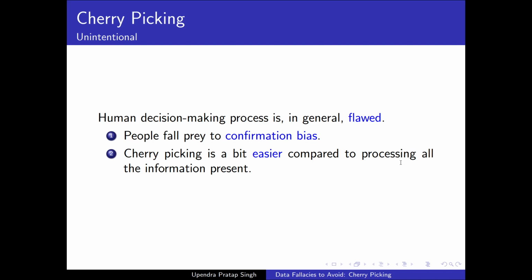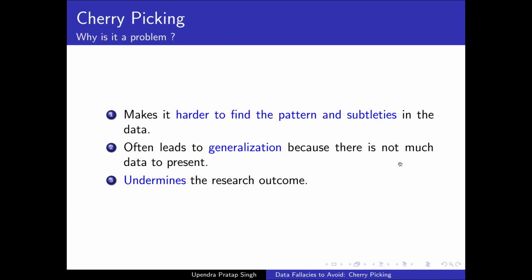Because of this, in most of the cases, unintentional cherry picking can occur in the course of experiments. On the other hand, cherry picking is a bit easier. Why is it so? Because when you have to collect all the data points, an exhaustive study has to be conducted. In contrast to this exhaustive study, cherry picking is always an easier option, and human beings have a tendency to go for processes that are simpler. So, because of these two factors, confirmation bias and an easy course of action, cherry picking in most of the cases occurs unintentionally.